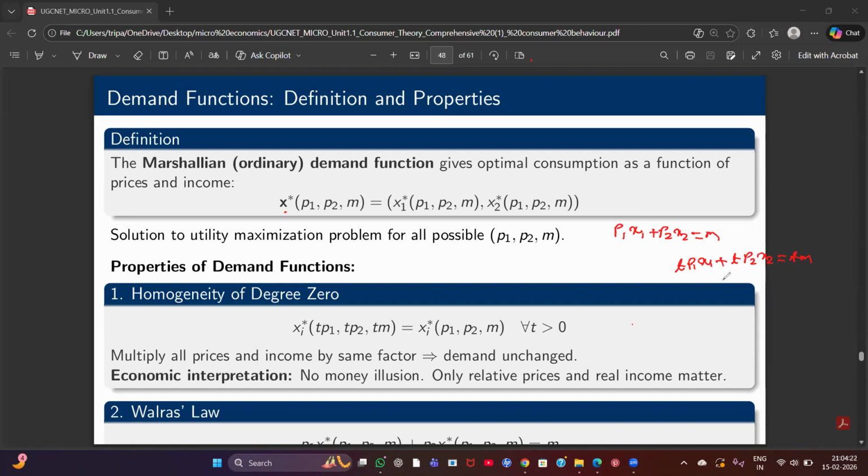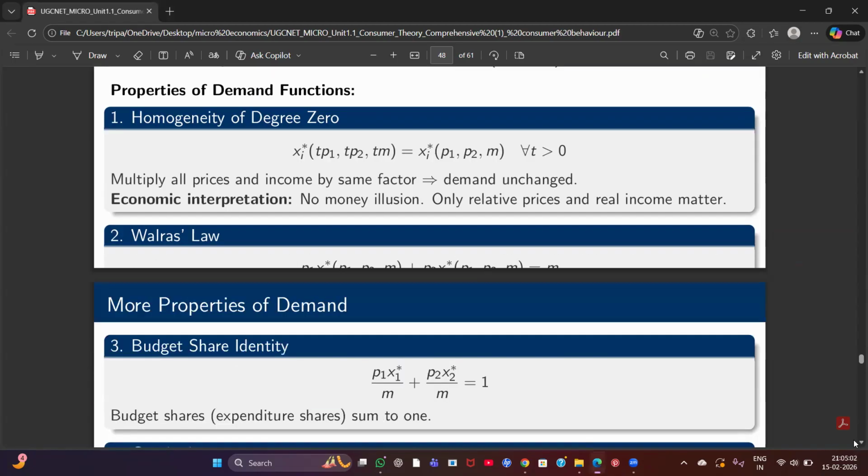So here, what is happening? This is the new budget. Here the prices become tP1 and tP2, and money income becomes tM. So the first and second equations are both the same. In spite of increasing both prices and money income by a given multiplier, there will be no change in the budget constraint, so my optimal solution will not change at all. That's why my Marshallian demand function will be homogeneous of degree 0. Clear. Go to the next one. This property is done.